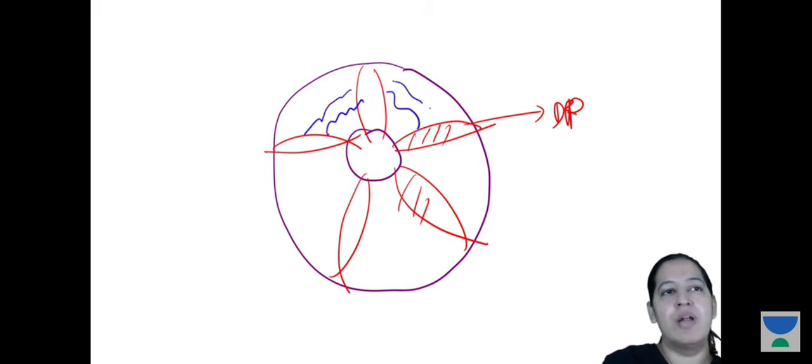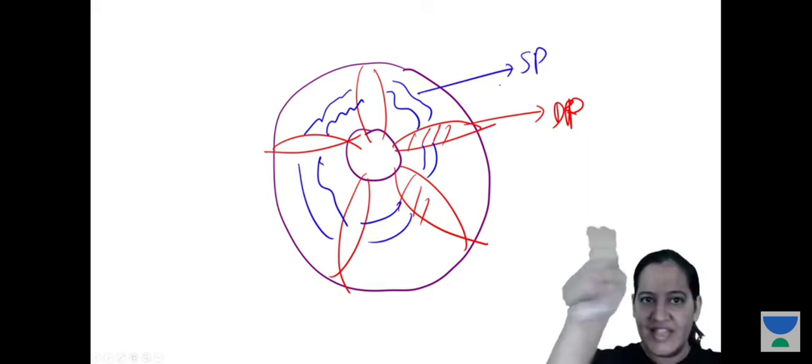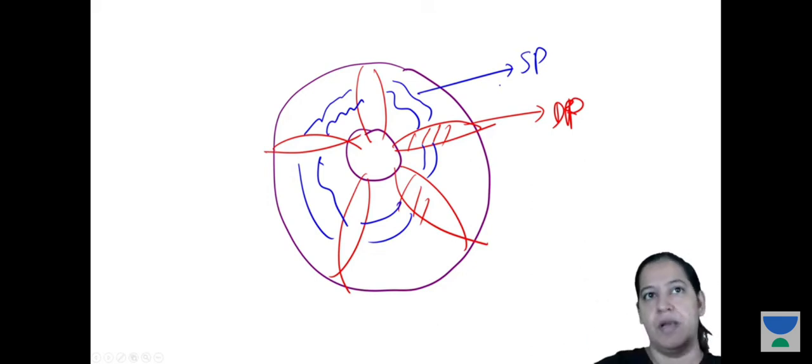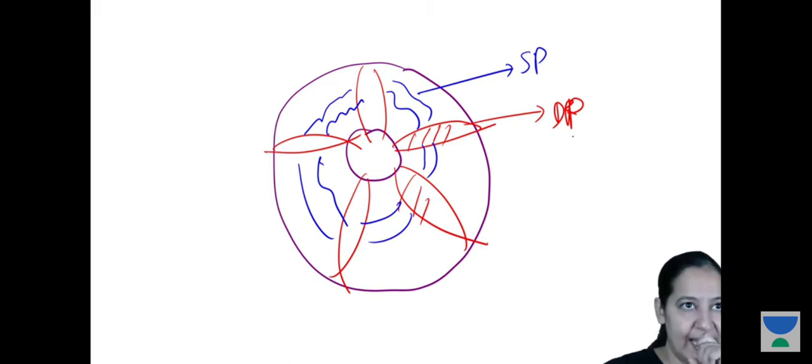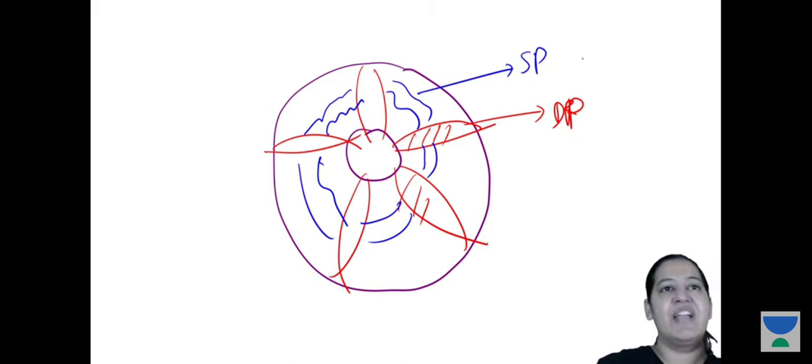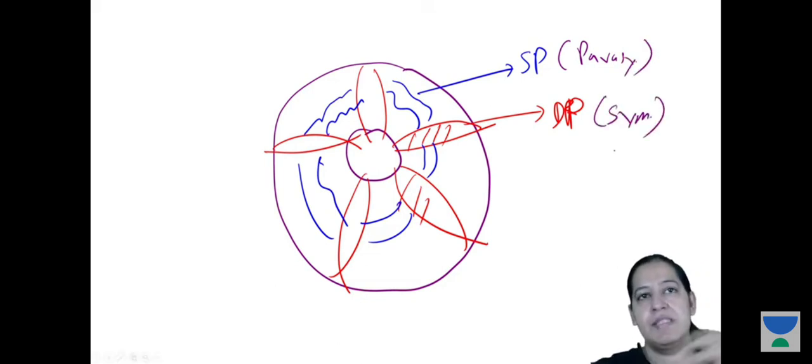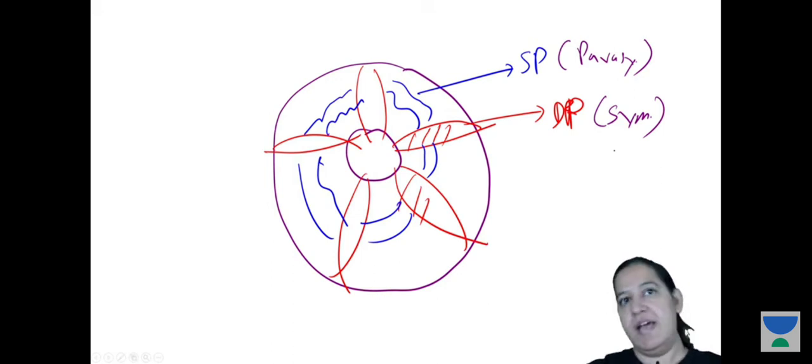The second one is sphincter pupillae, in the form of circular muscles in between. ये जो मैं blue color से बना रही हूँ ना, these are sphincter. They are in the form of circles. When they contract, they will decrease the size of the pupil. So sphincter pupillae will cause meiosis. Now there is a rule. The sphincter pupillae is supplied by parasympathetic nerves and dilator pupillae is supplied by sympathetic nerves.